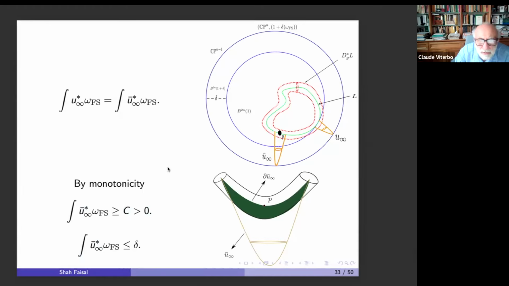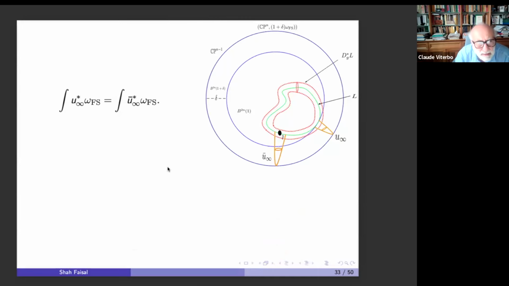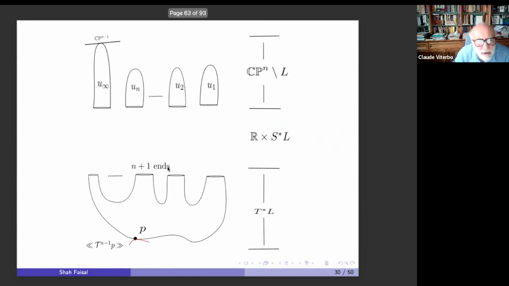I'm sorry about the previous slide. Can you say again why you have n before that? Why do you have n components, or n plus 1 ends?